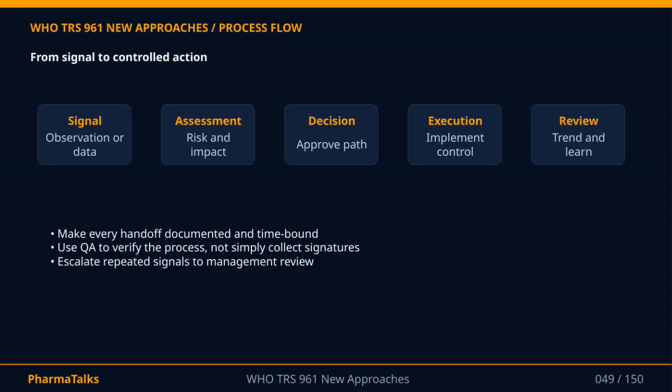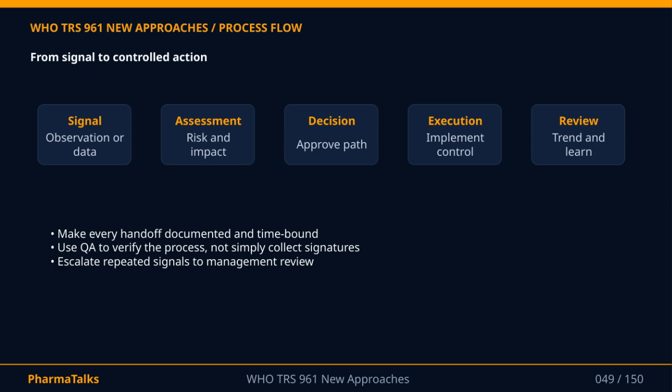On this slide, we're looking at the WHO TRS 961's new approach in process flow, which guides us from the initial signal all the way to controlled action. It starts with the signal itself, which can come from observations or data. This is crucial because identifying early signals allows us to act proactively.